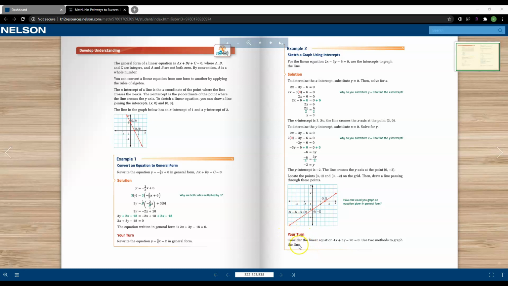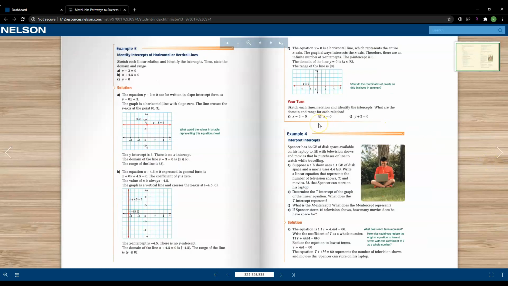So look at this example. Consider the line equation 4x plus 5y minus 20 equals 0. Use two methods to graph the line. One method is to convert it into slope-intercept form and use that, just going backwards, which we'll go through in the next example. The other way is to substitute 0 for x to find the y-intercept, find 1 point, then substitute 0 for y to find the x-intercept. You get your 2 points, plot them on the graph, and just use a ruler to connect them. All right, example 3.